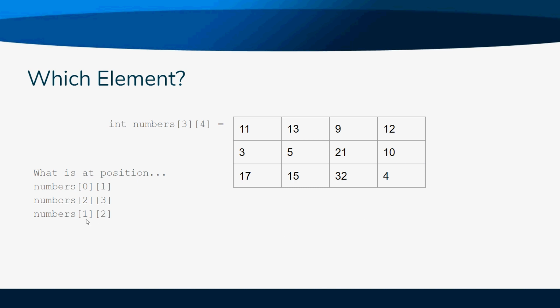All right, what's at numbers 1, 2? Well, here we have row 0, row 1, 0, 1, 2. It should be that 21. Nice.